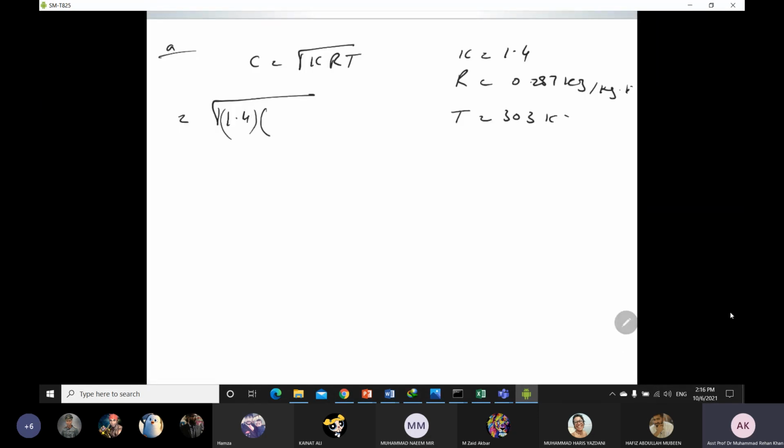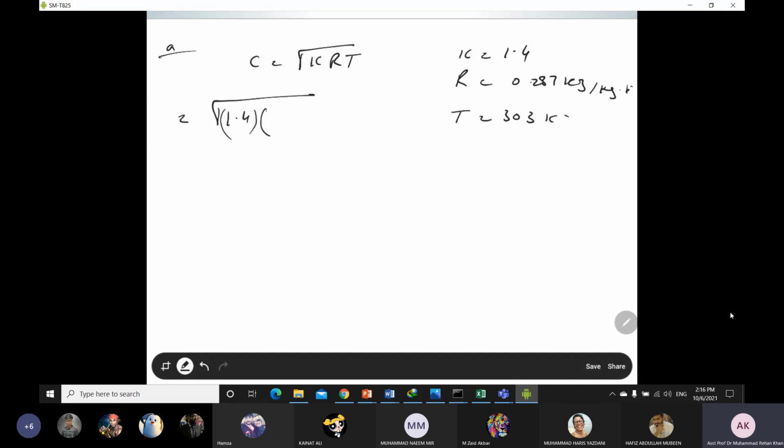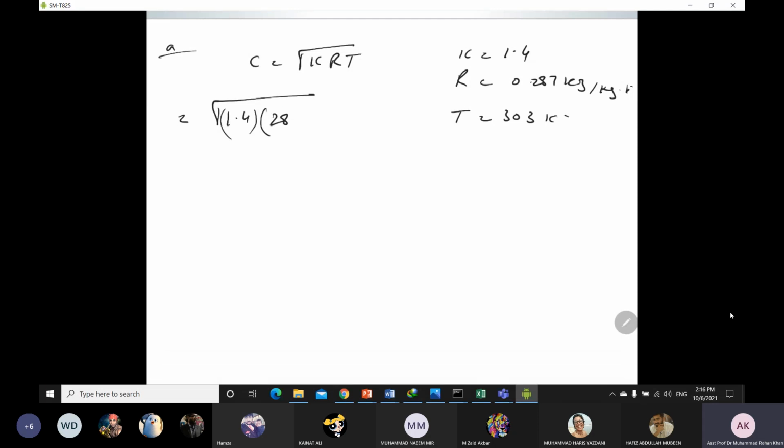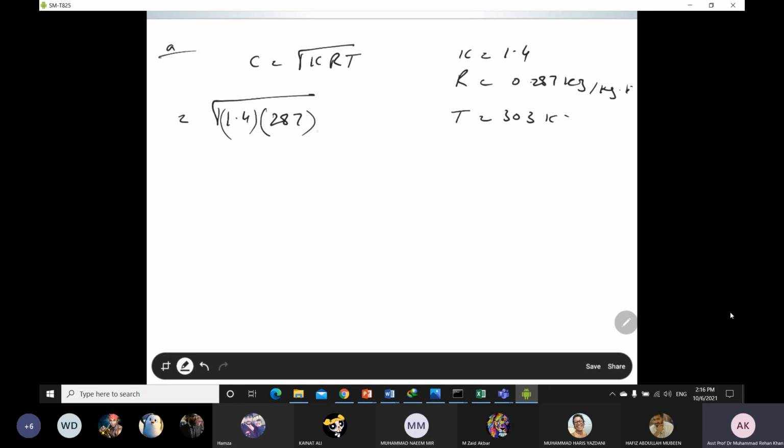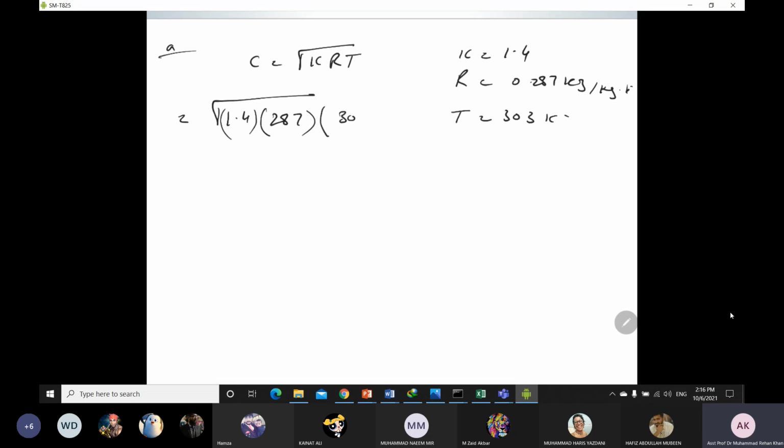So k is 1.4. Here you have to convert the gas constant into joule per kg Kelvin, because if you do not do the conversion, it will give you the wrong units. So we convert it into 287 joule per kg Kelvin, and the temperature is 303 Kelvin. If you solve it, you will get the value of C, which is 349 meter per second.